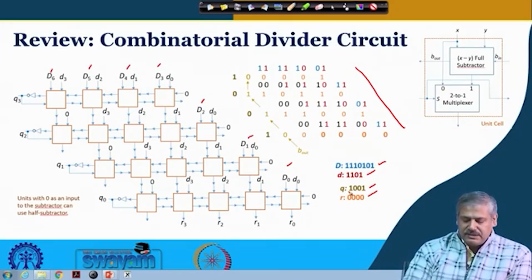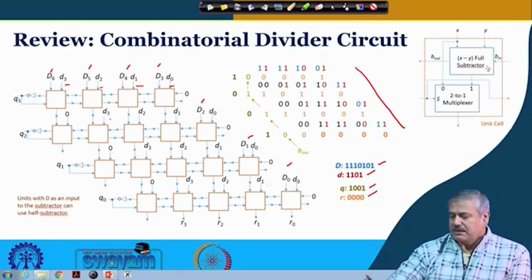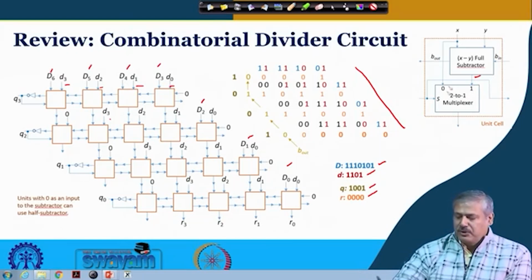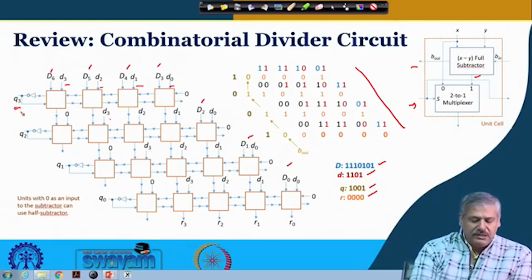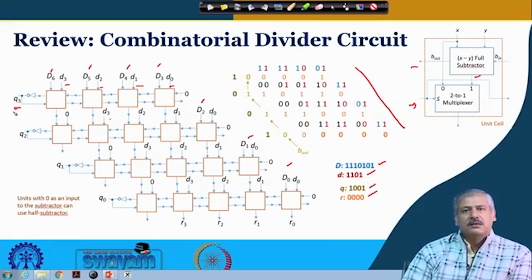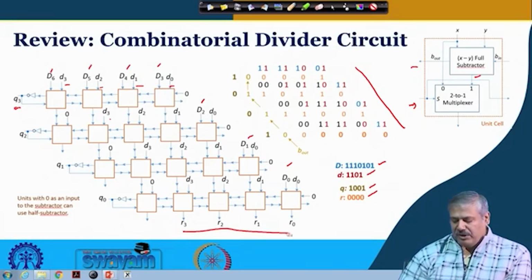And in every case, see this D3, D2, D1 and D0, that is participating in the subtraction process. Either the subtraction result is going to the output, or this X is going to the output, because of the 2-to-1 multiplexer that is there. So, it is the borrow out which is deciding it, and borrow out inverted is the quotient that is getting generated, and finally, the remainder will come over here.